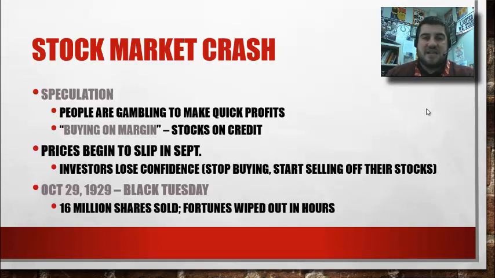and that's dangerous. Prices begin to slip in September of 1929, and investors begin to lose confidence in the market, which means they stop buying new stocks and start selling off the stocks that they have. The money comes out of the market, and finally it hits rock bottom on October 29th, 1929, known as Black Tuesday, appropriate since we just celebrated Black Friday.